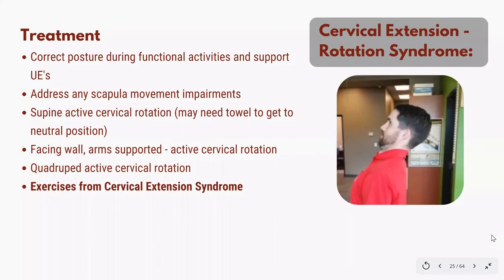Moving on now to cervical extension rotation syndrome. We're going to see a lot of similarities here, just an added rotation component to the cervical extension syndrome treatment. Number one, correct any posture, functional activities, support the upper extremities for any daily tasks that are regularly going on for the patient, particularly when they seem to be the ones impacting the patient.